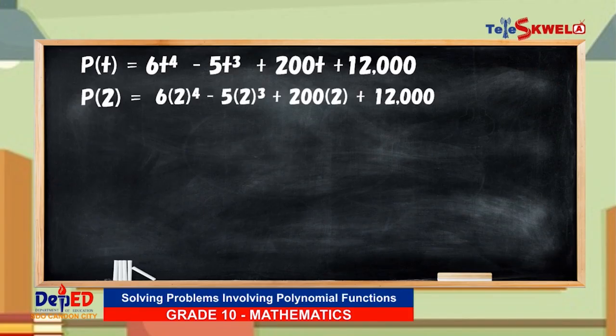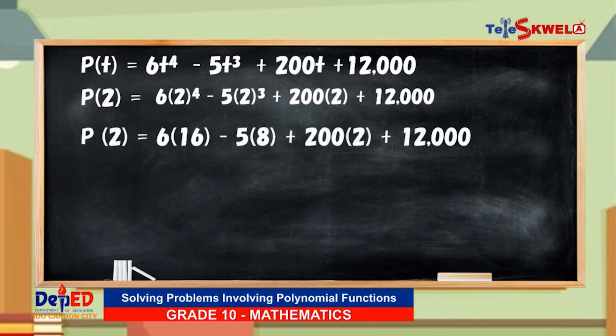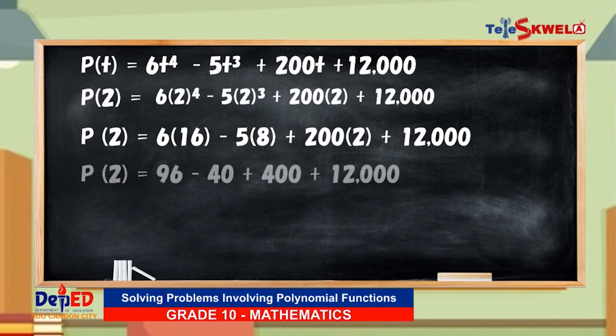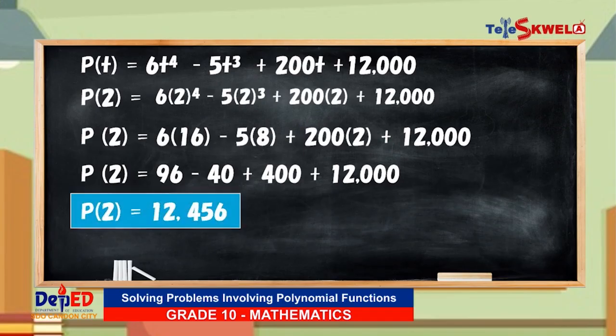Simplifying it, we have 6 times 16, that is 2 to the 4th power, minus 5 times 8, the result of 2 cubed, plus 200 multiplied by 2 plus 12,000. Further, we have 96 minus 40 plus 400 added to 12,000, and P of 2 is 12,456. What does this mean?